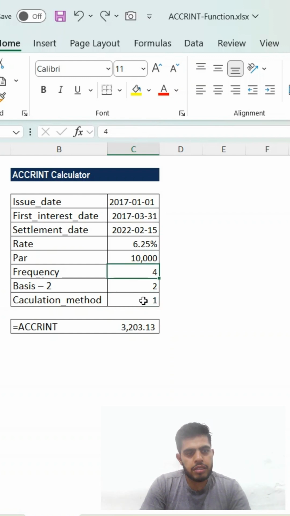And coming to the things to take care of in this formula, if we are not giving the frequency as 1, 2, or 4, then it will give us a NUM error. For example, if I'm giving 5, it is giving me an error. If I'm giving 3, still it is giving an error. The moment I give a frequency of 2, then it will give me the result. So this is what to take care of in this formula, and we can leverage this formula while computing my accrued interest amount. So hope you like the session.